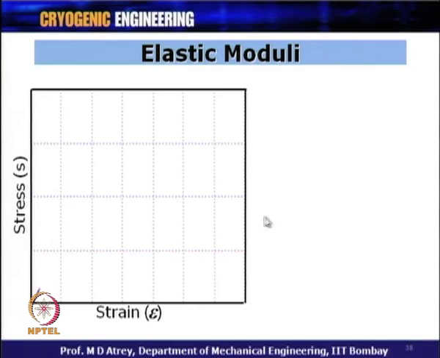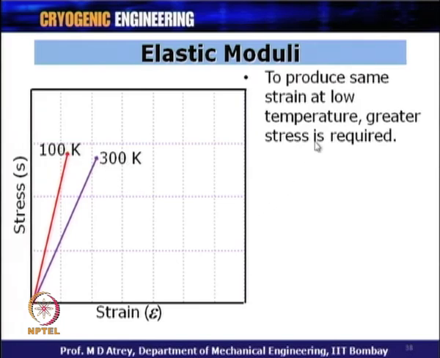So, if I want to understand that, if I plot a stress strain curve for a material at 300 K and at 100 Kelvin, and I want to produce the same strain for these two temperatures, I will say that at lower temperature I get higher stress as compared to at higher temperature. That means the stress value for the same strain at 300 K is much less as compared to 100 Kelvin. So, if I want to produce the same strain at low temperature, greater stress is required, meaning stress upon strain at 100 K is going to be more than stress upon strain at 300 K.